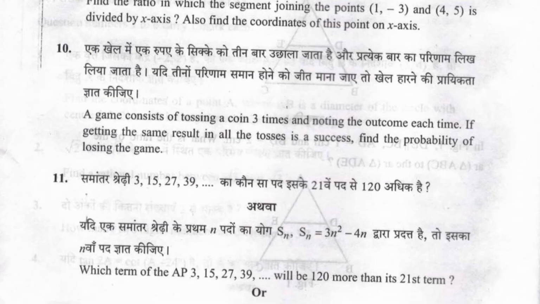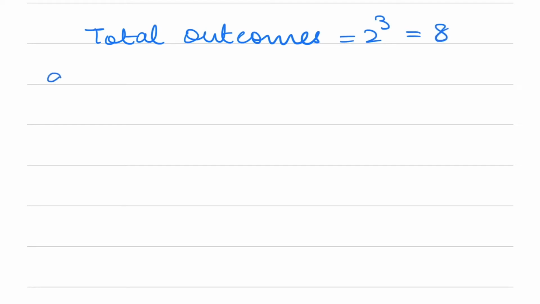10th question. In this, a game consists of tossing a coin 3 times and noting the outcomes each time. If getting the same result in all the tosses is a success, we need to find the probability of losing the game. Here, total outcomes for tossing 3 coins will be 2 raised to the power 3, which is equal to 8.